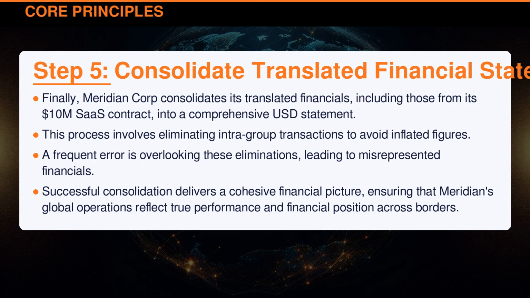Finally, Meridian Corporation consolidates its translated financials, including those from its $10 million SaaS contract, into a comprehensive USD statement. This process involves eliminating intra-group transactions to avoid inflated figures. A frequent error is overlooking these eliminations, leading to misrepresented financials. Successful consolidation delivers a cohesive financial picture, ensuring that Meridian's global operations reflect true performance and financial position across borders.